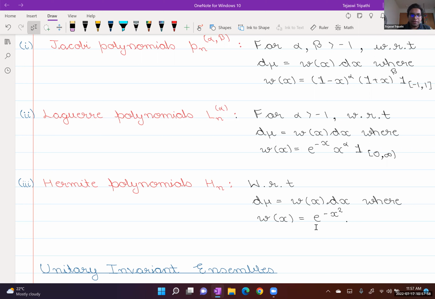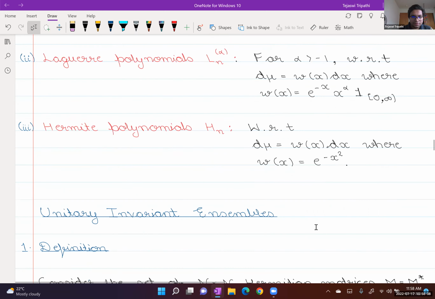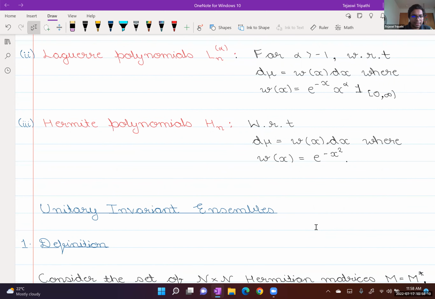Why did I go through this bunch of orthogonal polynomials? Because this will occur in unitary invariant ensembles. So next I'll go into that.